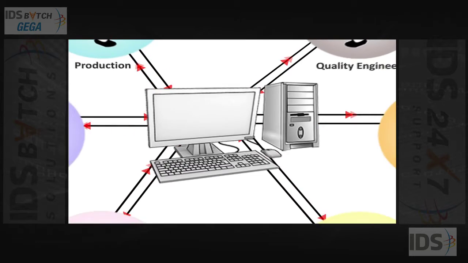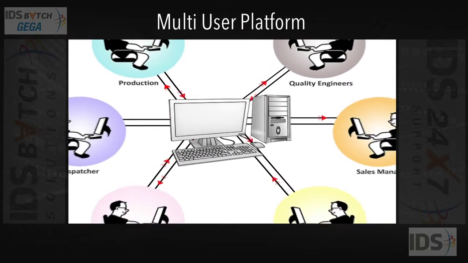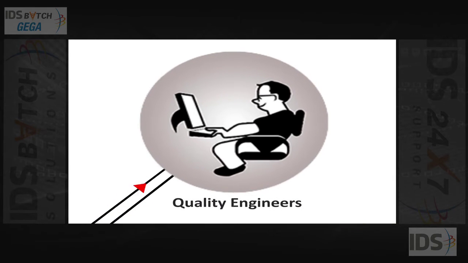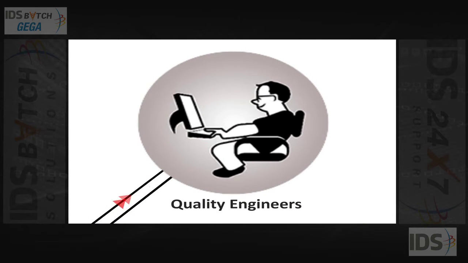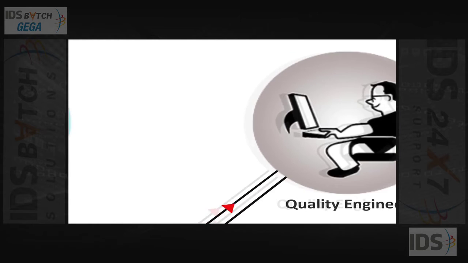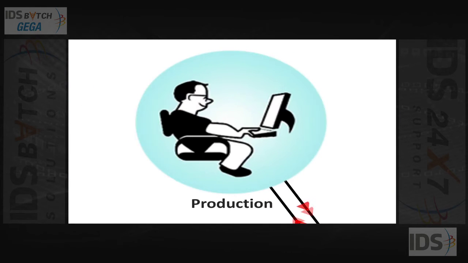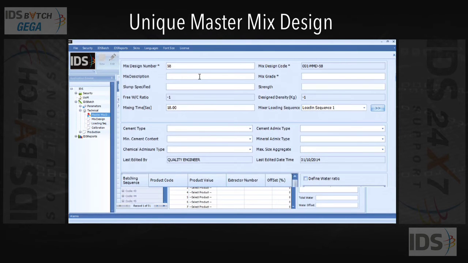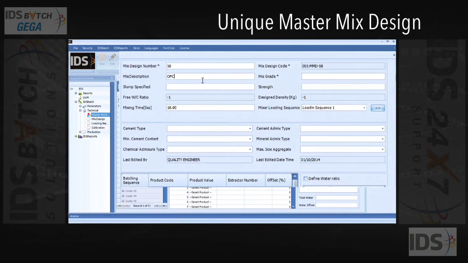IDS Batch Gega standalone version allows you to dedicate Batcher PC exclusively for production. Plant manager, quality engineers, dispatchers, sales manager, etc. can connect with Gega from their desk. QC can monitor each load report from his desk. All this while the plant is producing. Look, the QC engineer is feeding a new master mix design from his PC.